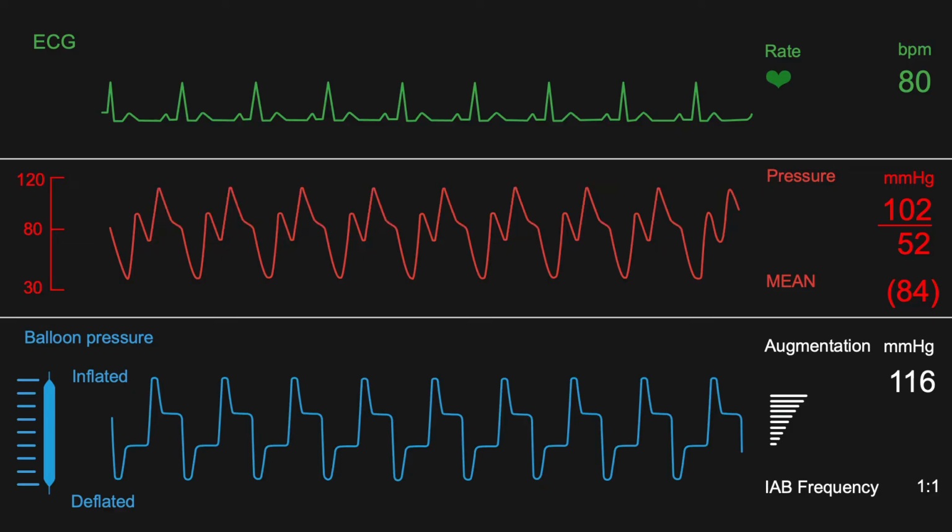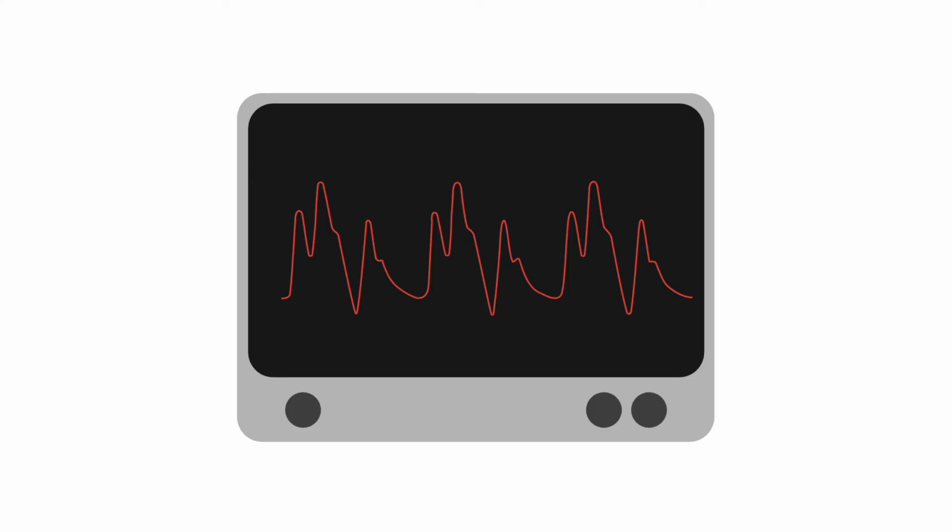Now, what is the augmented pressure and what does it mean? Take another moment to pause the video and give it a go. The augmented pressure is 116 millimeters of mercury, corresponding to the pressure inside the balloon and the peak early diastolic pressure. Now that you've mastered 1-to-1, here's a curveball.